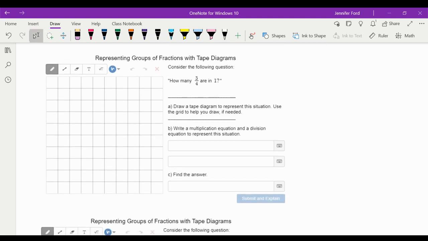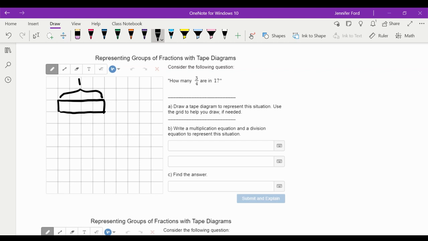Here's the next one. How many 3/4 are in one? Draw a tape diagram to represent the situation. Use the grid to help you draw if needed. Okay. So I need to represent one, and it's helpful to represent it in a way where it's easy to show 3/4. So I'm going to draw my one to be this big. I'm going to do 4 units to be my one, like four grids to be my one, because I need to do 3/4.